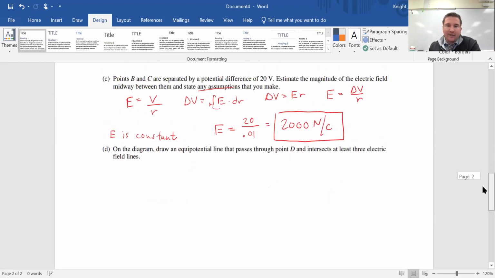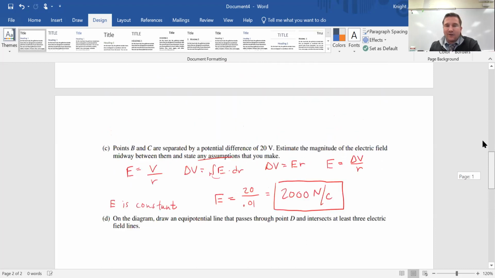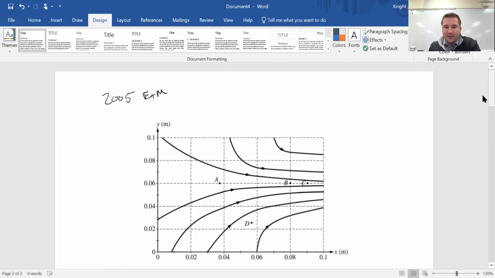On the diagram, draw an equipotential line that passes through D and intersects at least 3 electric field lines. So we want a line that goes through D and also passes 3 other points. We want the line to be perpendicular to our other lines here, but we also need it to go through D. So how do we make a line that goes through D and is also perpendicular to at least 3 other lines?